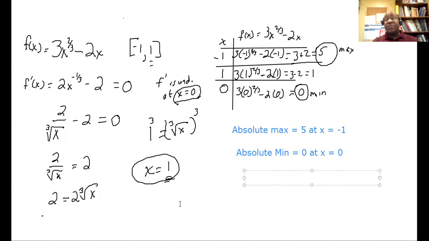All right, so that does it for this particular topic. In the next topic, we're going to look at Rolle's theorem and the mean value theorem, which also gives us some more information about functions and their derivatives. So we'll get into that in the next session.